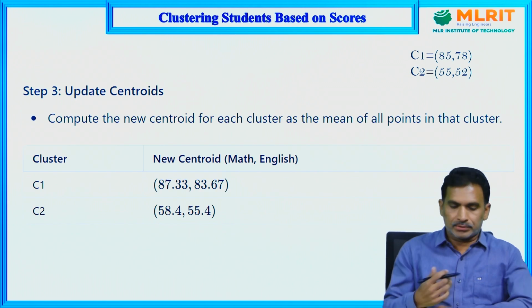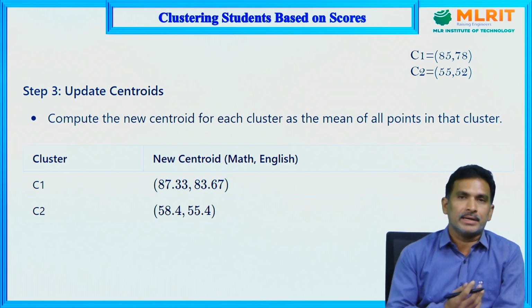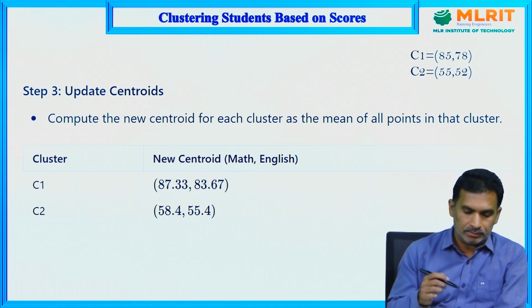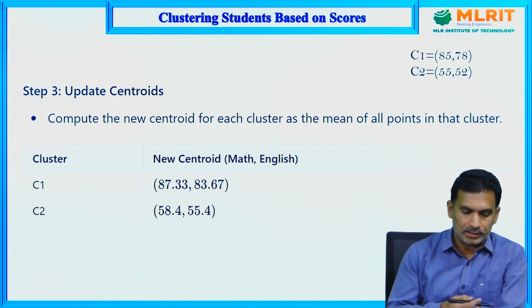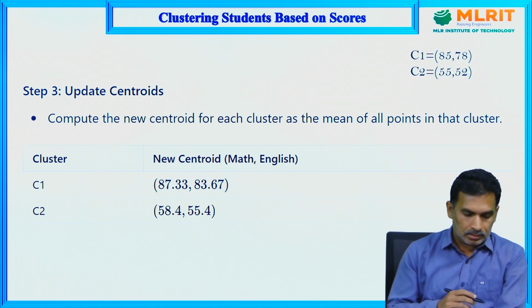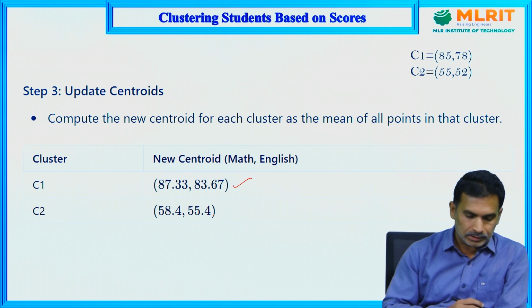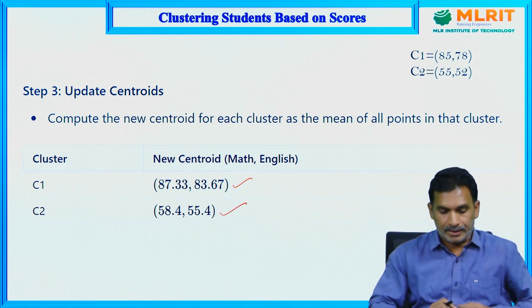Then the next step is we need to update the centroids, or the cluster heads. Once the data points are divided into clusters, we update the centroids by finding the average, the mean value, of all the data points in a particular cluster. That mean value would be the value of the new cluster head: this is C1's new cluster head, and this is C2's new cluster head.